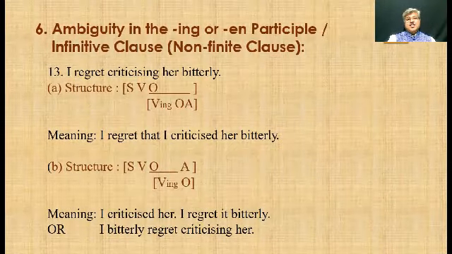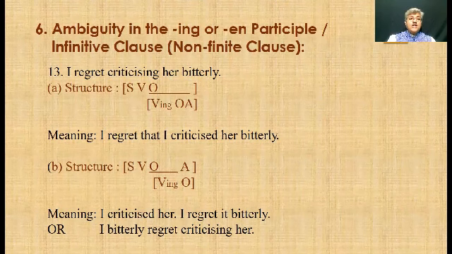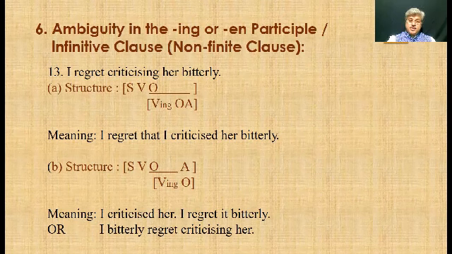Ambiguity in the -ing or -en participle or infinitive clause, non-finite clause. I regret criticizing her bitterly. Subject I, verb regret, criticizing, object her, bitterly, adverbial. Meaning, I regret that I criticized her bitterly. It means I criticized her bitterly, so I regret the criticizing. In the second meaning, SVOA clause, meaning I criticized her, I regret it bitterly.